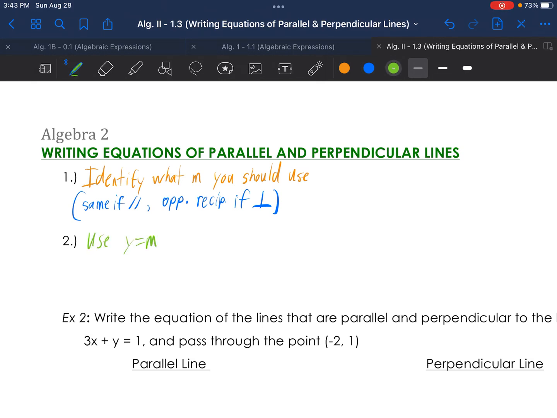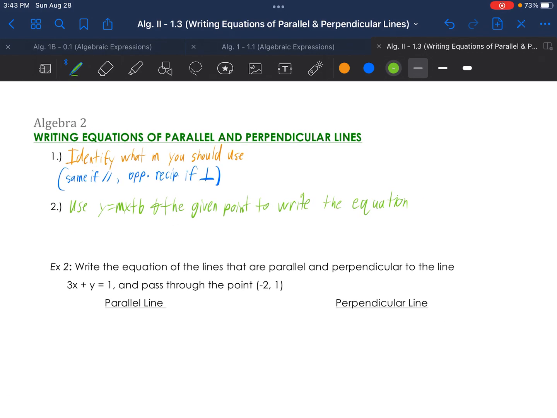And then step 2, use y equals mx plus b, that same equation we've been using from last section and before, and the point that we're given, because it will always be given a point for these, to write the equation of the line. So if you recall from last section, in step 2 we'll be finding the b and then plugging m and b into the equation to be done.